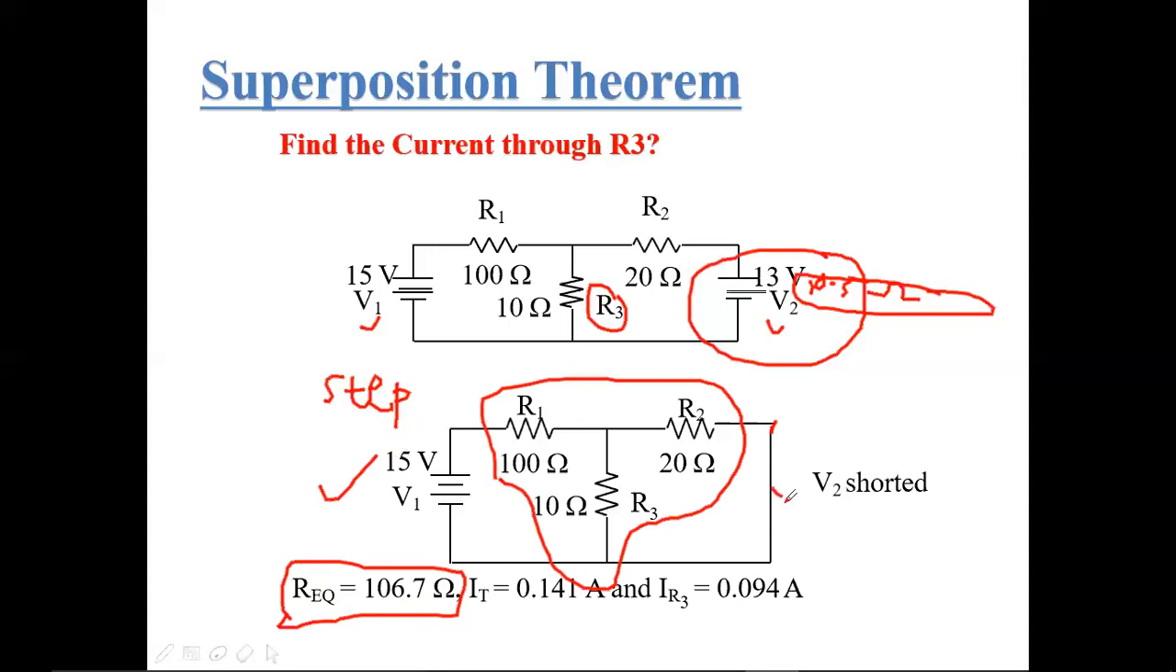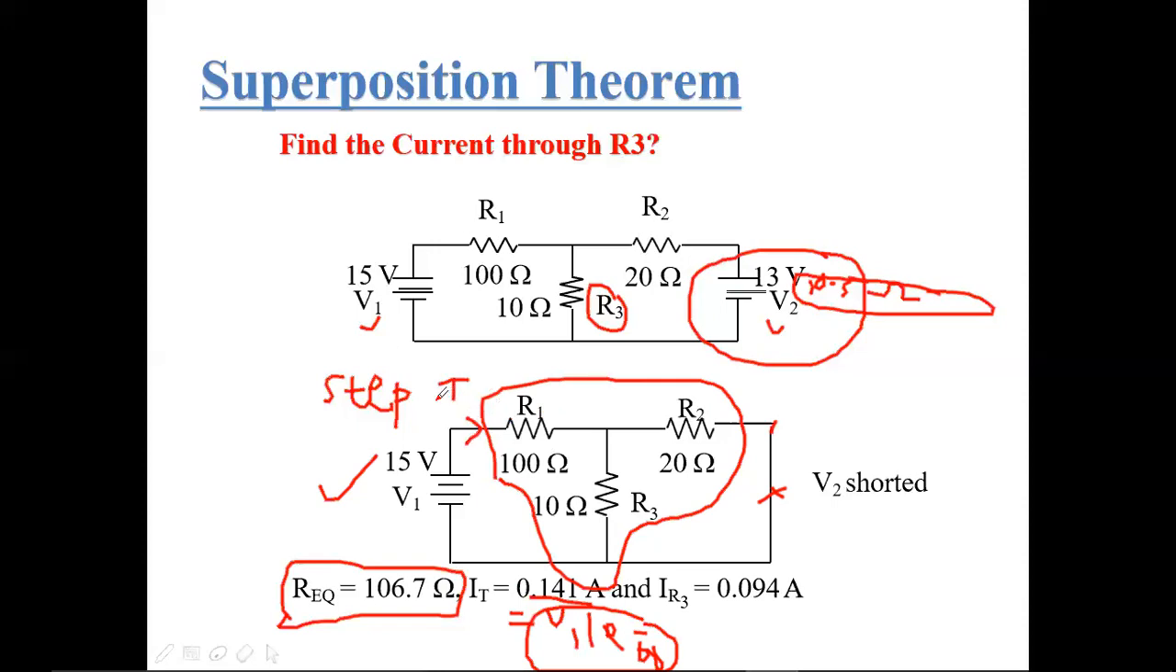When the other is not active, you can then find the total current. IT is the total supply voltage V1 divided by the total R equivalent. You will get 0.141. I enter values directly, but you need to write these formulas. I know the total current IT.